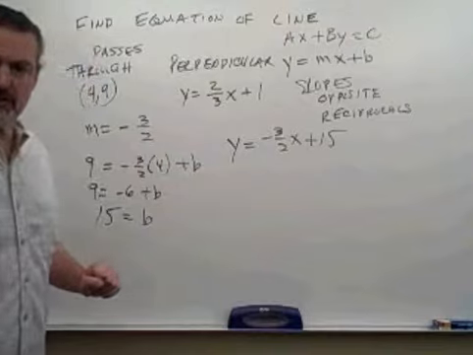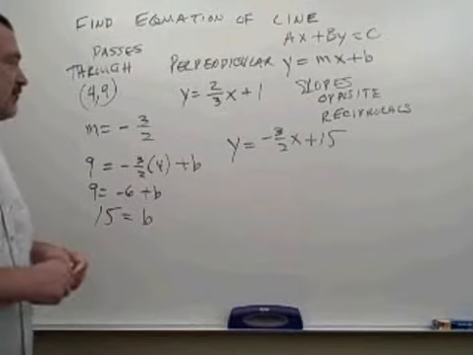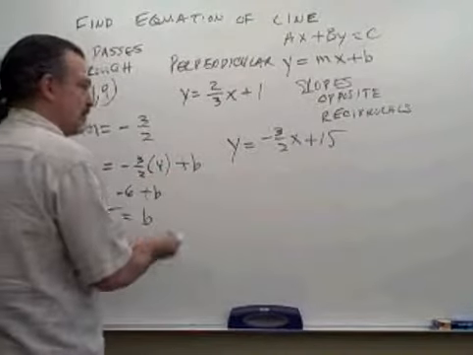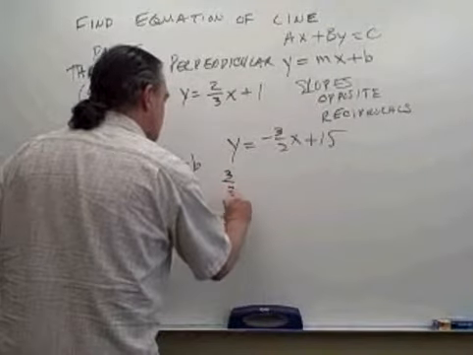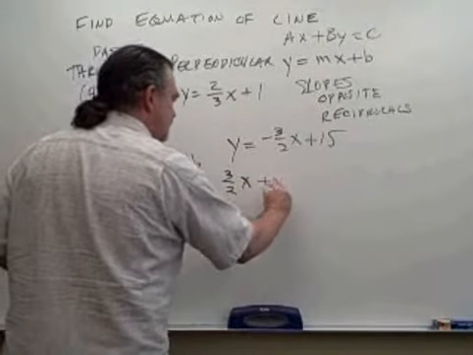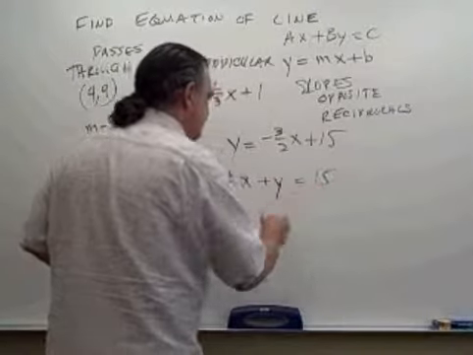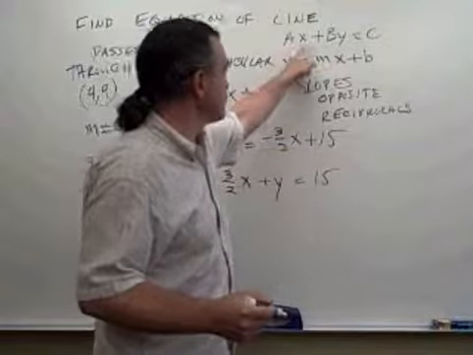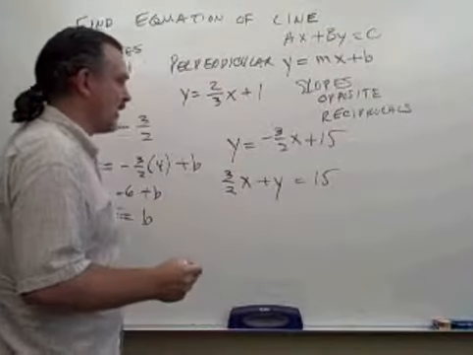Let's change this one to standard form with integer coefficients. So standard form, let's put the x term on the left-hand side with the y term. I'll add 3/2x to both sides to do that. X and y terms on one side, constant on the other side. That's what standard form requires.